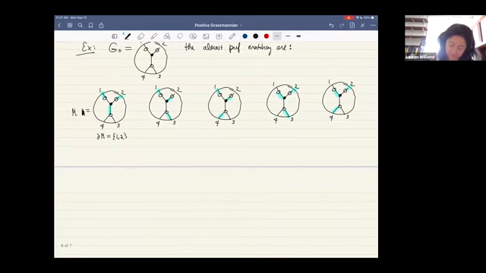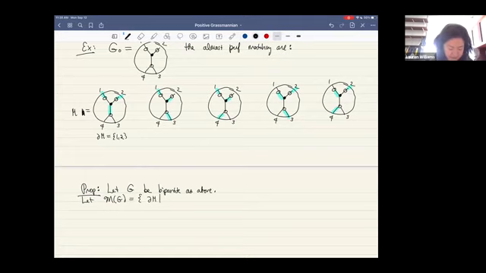So now there's this nice proposition relating this combinatorics to positroid cells. So let's let G be bipartite, and let's let M of G be the set of all boundaries of almost perfect matchings.